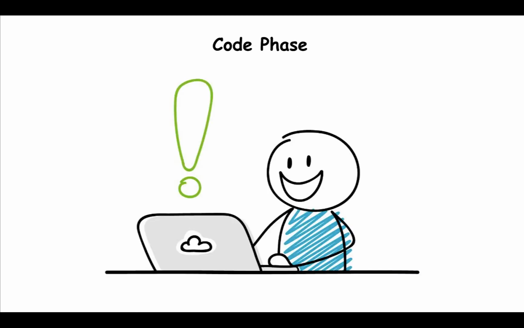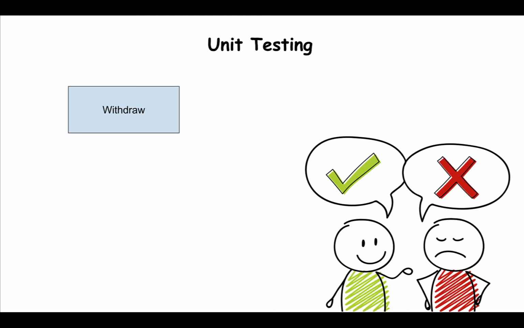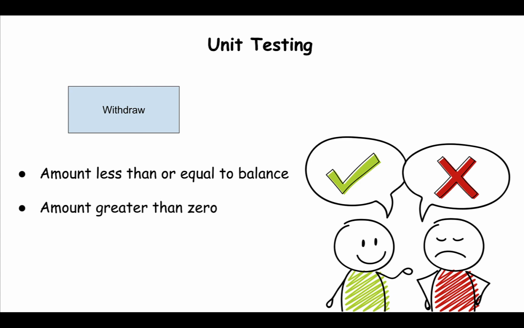Next, actual coding begins. During coding, developers should be performing unit tests, which test a single unit of code. For example, let's think about the withdraw method. What would the developer need to test? For one, the code should make sure withdrawal amounts are not more than the account balance. And the amount should be greater than 0. It wouldn't make sense to allow negative amounts to be withdrawn.